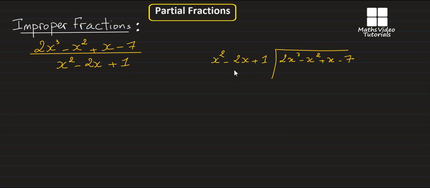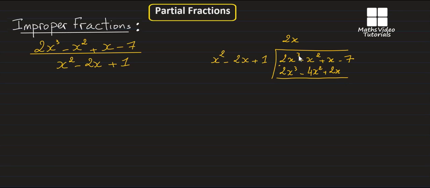So here's our denominator divided into the numerator. So we're going to say how many x squared go into 2x cubed? Or you can say, even better maybe, what is 2x cubed divided by x squared? Well, the answer is 2x. Because when you multiply 2x by x squared, you get 2x cubed. And then you multiply 2x by -2x, you get -4x squared. And you do 2x times 1, so that is plus 2x. And you subtract the 2.